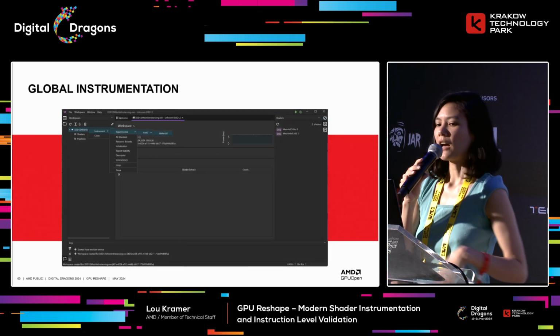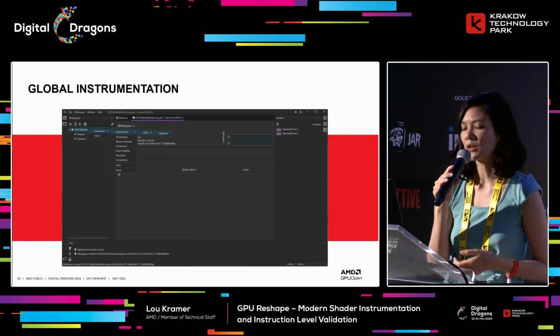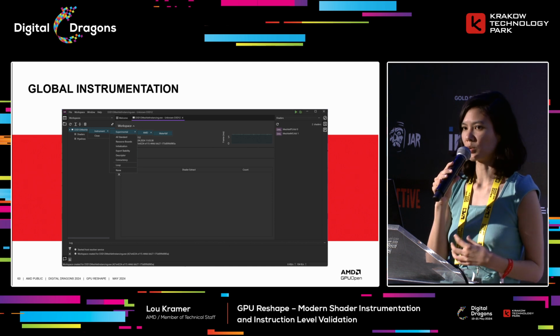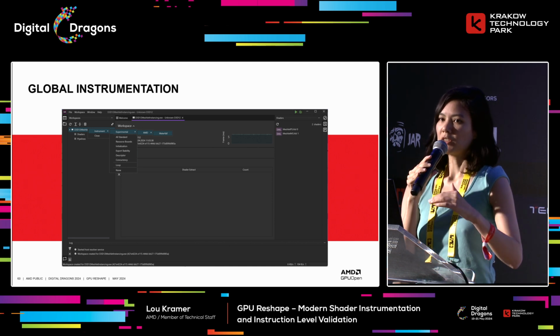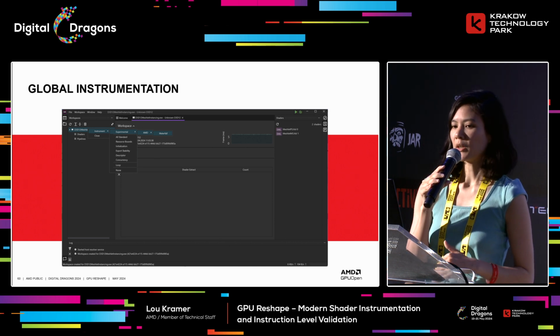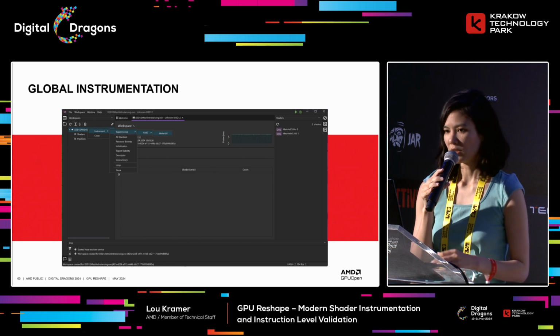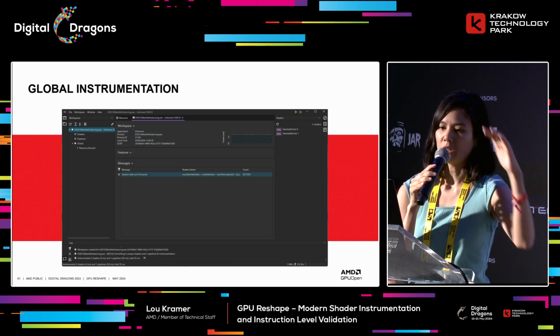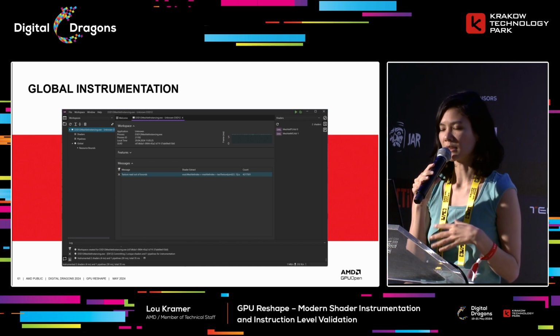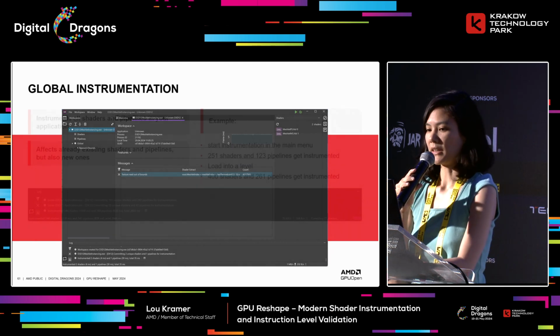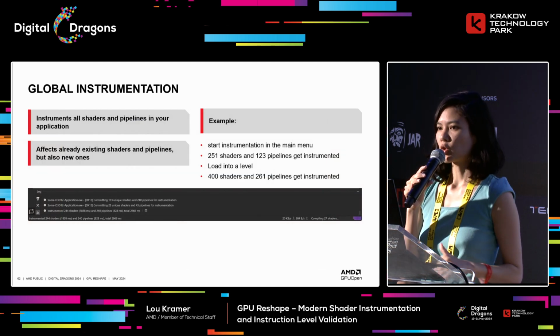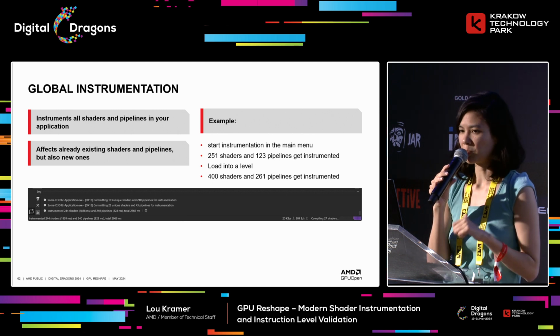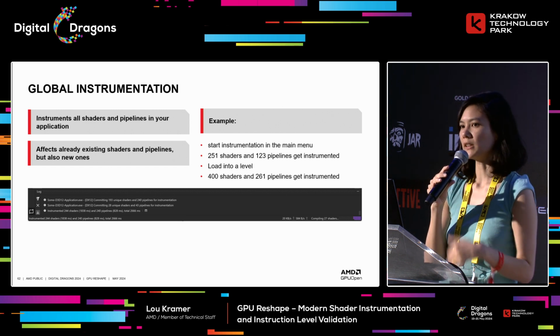So, but now we have a workspace created with our application, and now we can start instrumenting. There are different levels of granularity where you can instrument. You can just do a global instrumentation, and then it will show all the messages on all the shaders and pipelines that are in your application. And it will instrument all existing shaders and pipelines, but also all newly created ones.